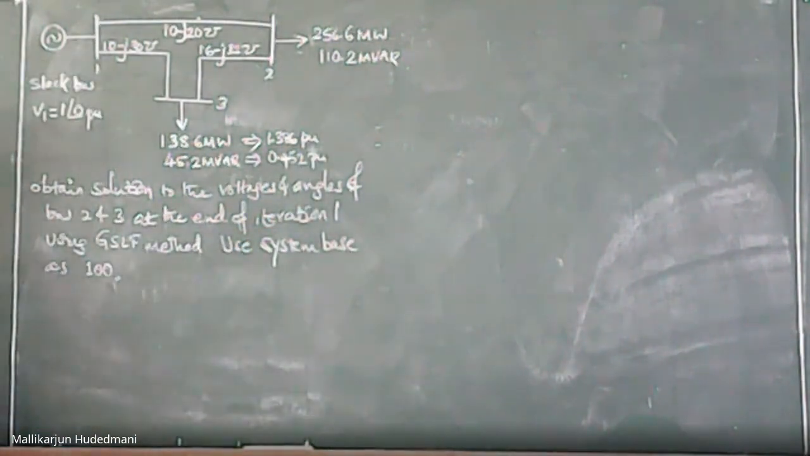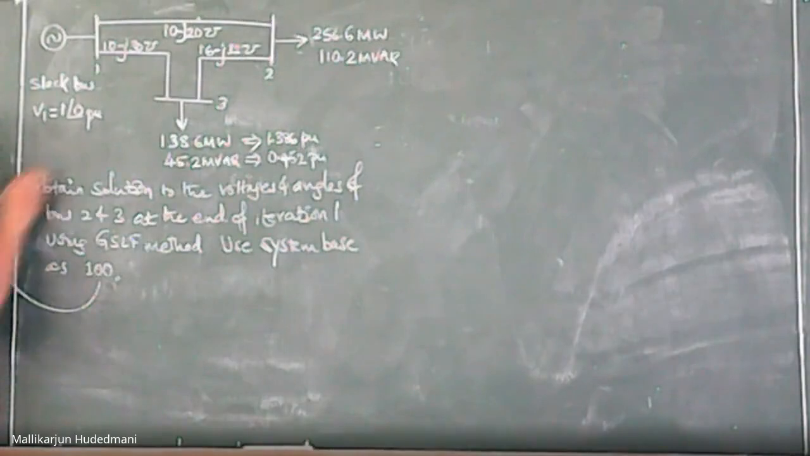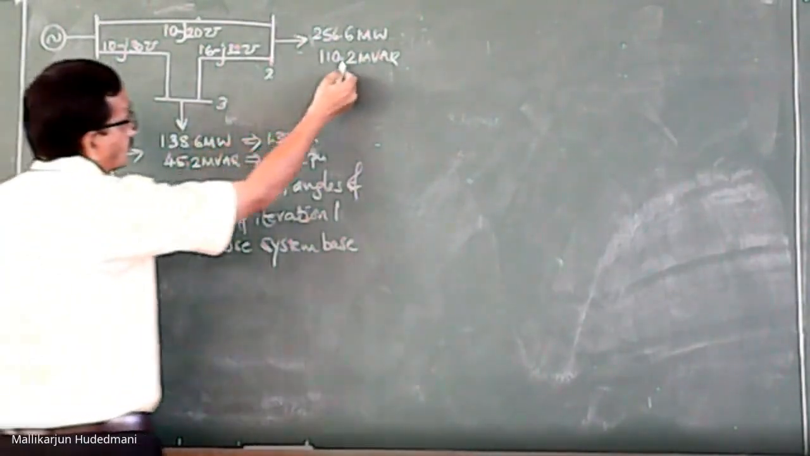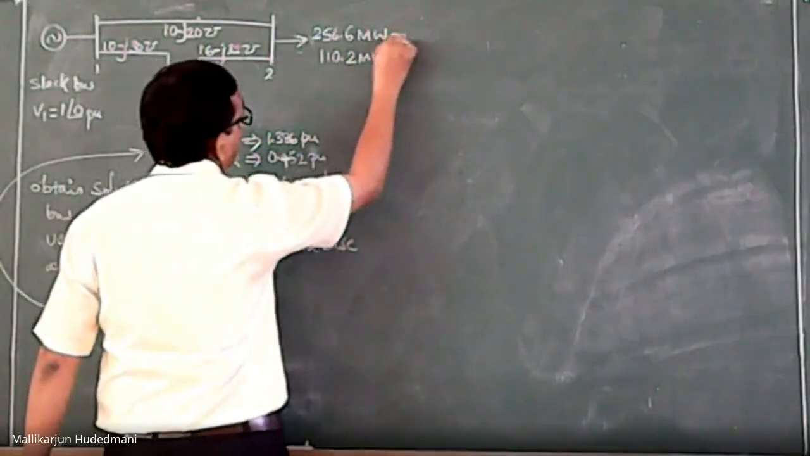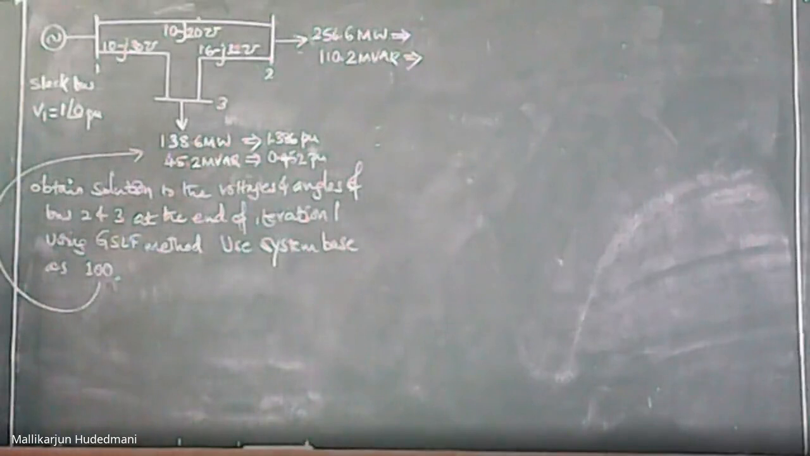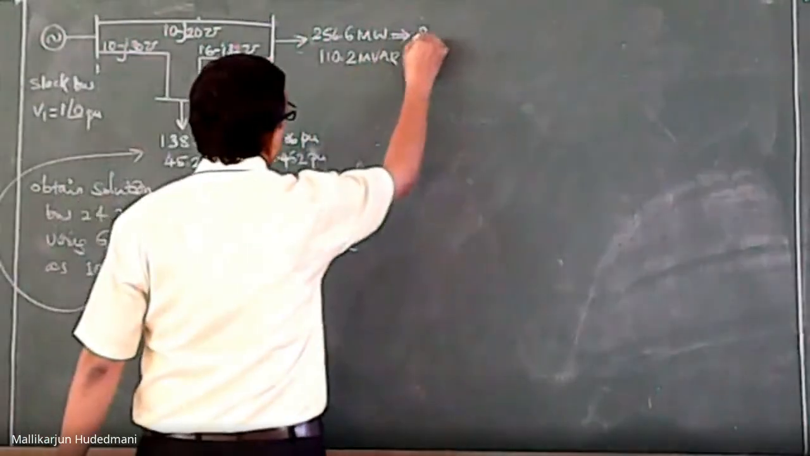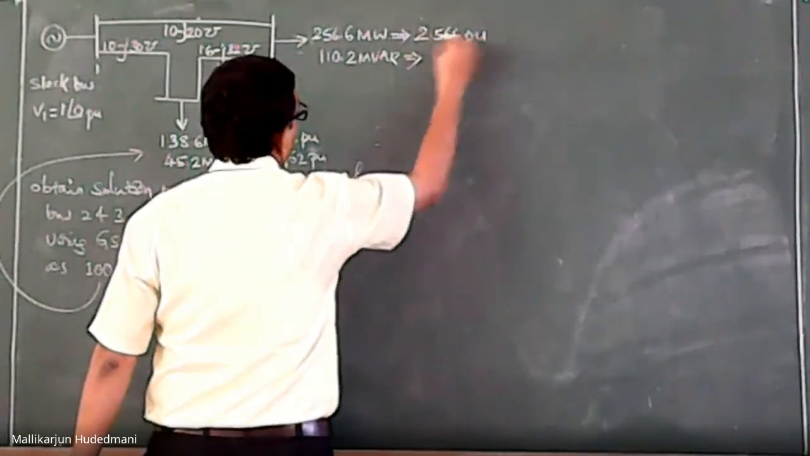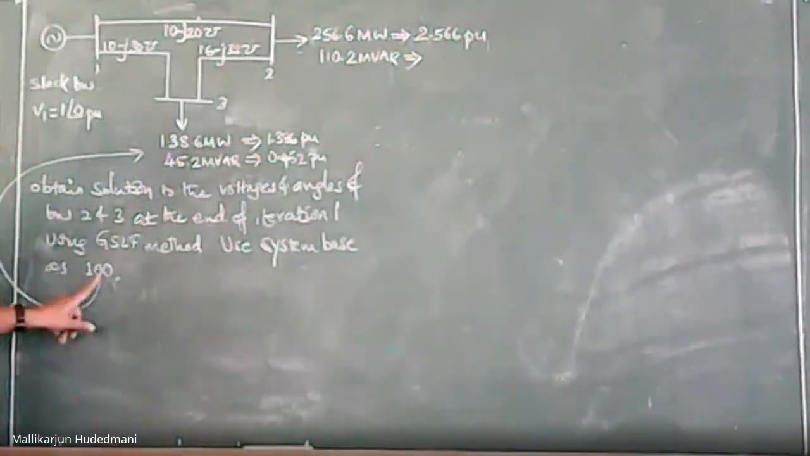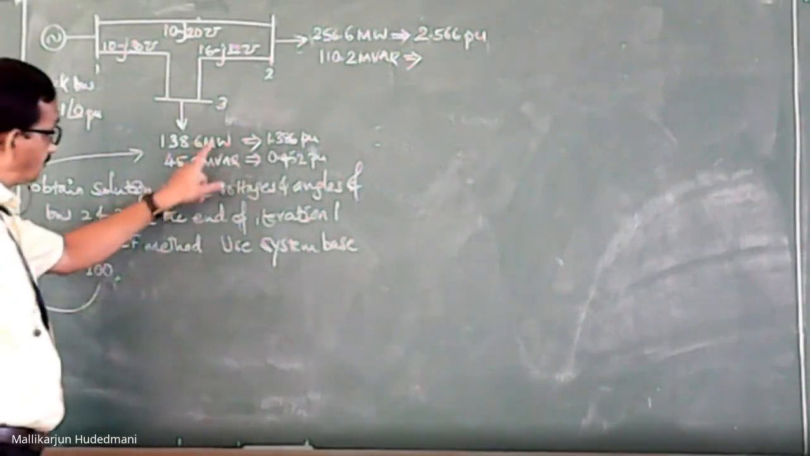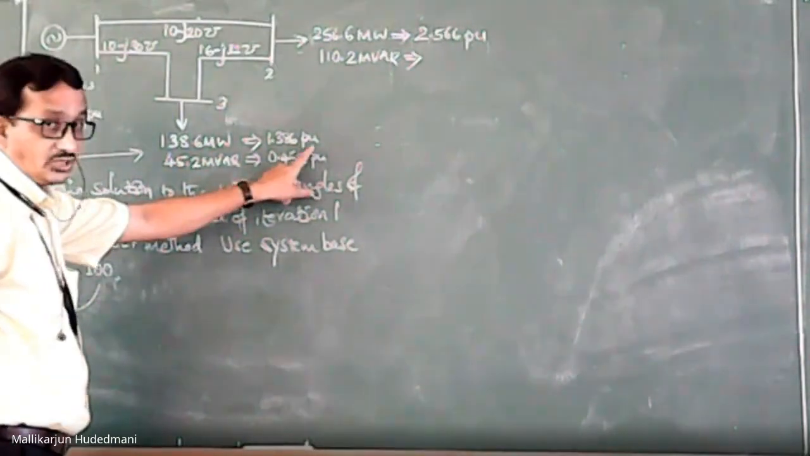Clear? So this 100 is useful in converting this, and the same is useful in converting these things also. What are these things now? If I rewrite it, this will be equal to 2.566 pu. What am I doing now? This 100, whatever is given in the problem, is taken to convert this power into per unit representation.